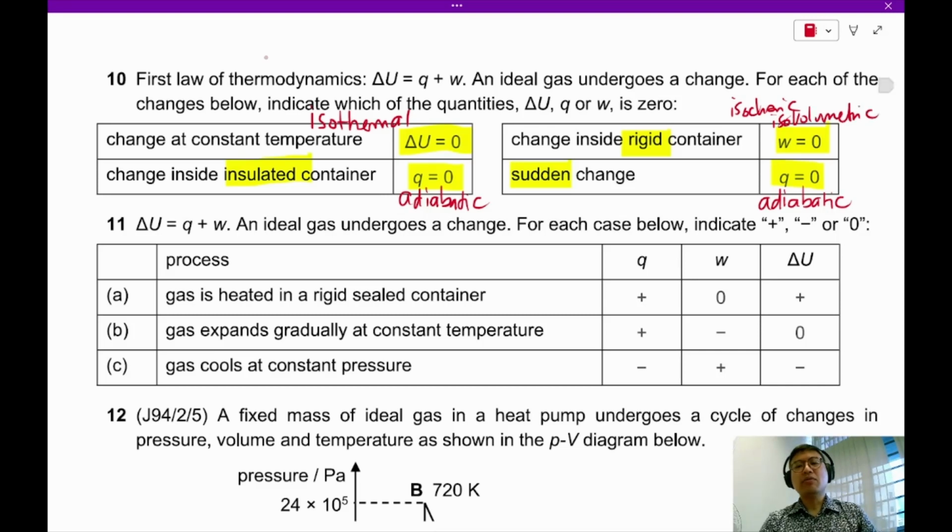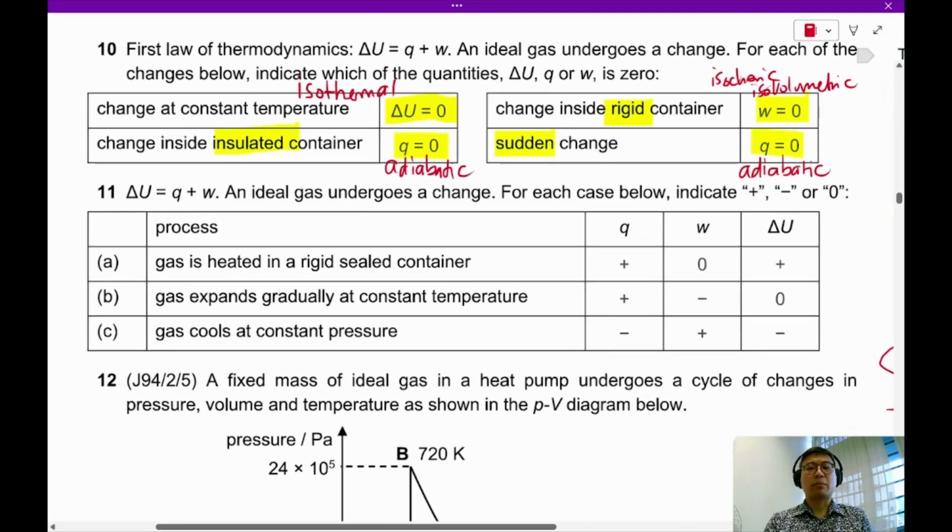Okay, there's no need for you to learn all these words because they won't be tested in the A levels, but they will be taught in university. So why don't you just learn the proper names right now? So that's the end of question 10.